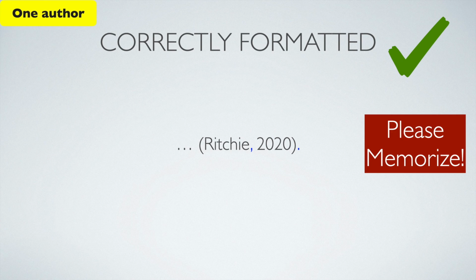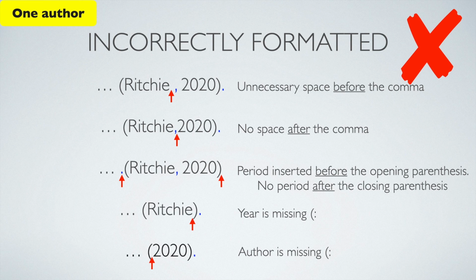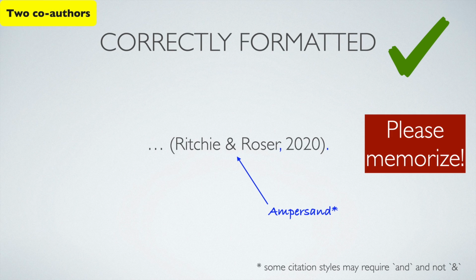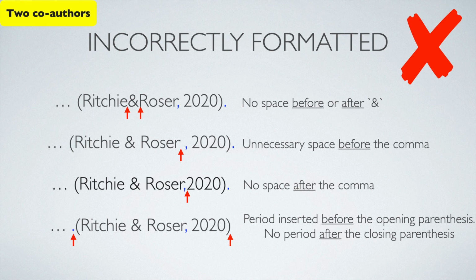This is how a citation should appear at the end of a sentence with one author. This is all you need to memorize. Unfortunately, I regularly see the following variations in students' papers. This is how a citation should appear at the end of a sentence with two co-authors. Here you can see the use of the ampersand. We usually use the ampersand when a citation is not part of a sentence. Here are a few more examples of what not to do.